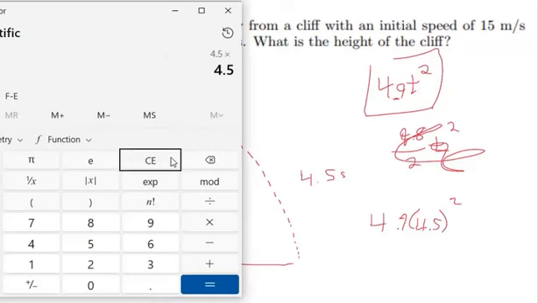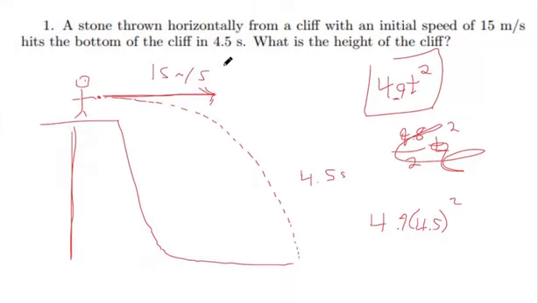So 4.5, I'm going to square that, and then times it by 4.9. So this thing has fallen 99.2 meters. Okay, so 99.2 meters is the height of this cliff, assuming we're going to ignore the fact that they're throwing it a little bit above the cliff. So 99.2.